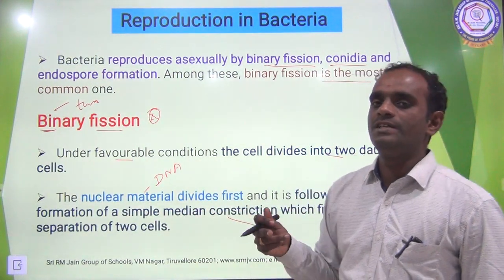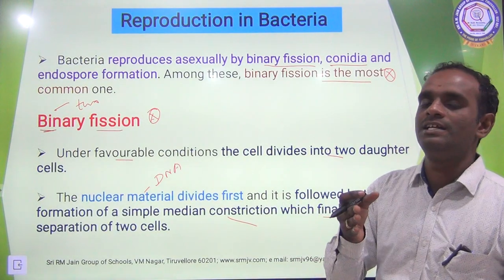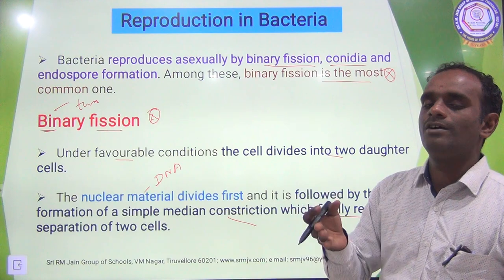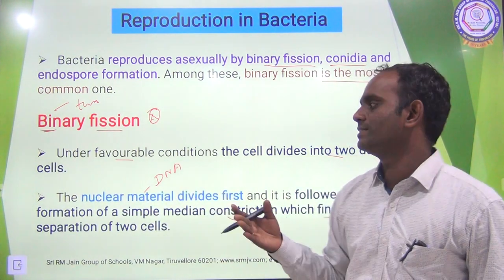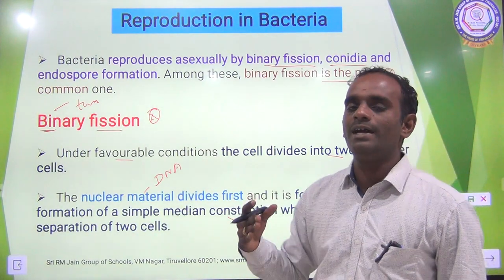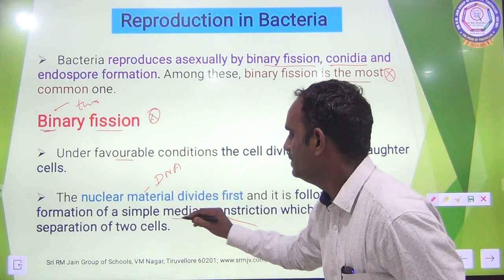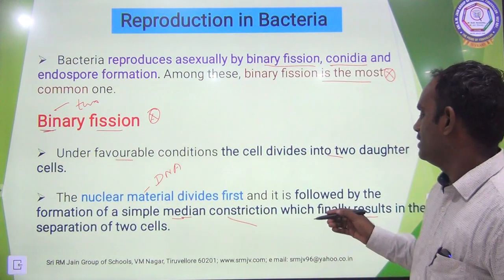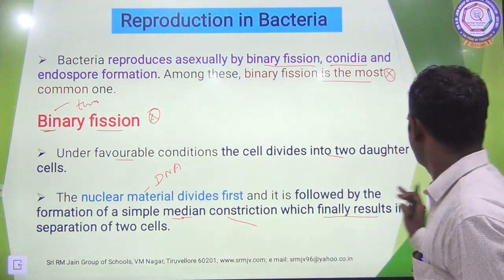So binary fission is nothing but, during favorable conditions, the parent organism divides into two identical daughter cells. Initially the nuclear material divides first, followed by the formation of a simple median constriction, which finally results in the separation of two cells.